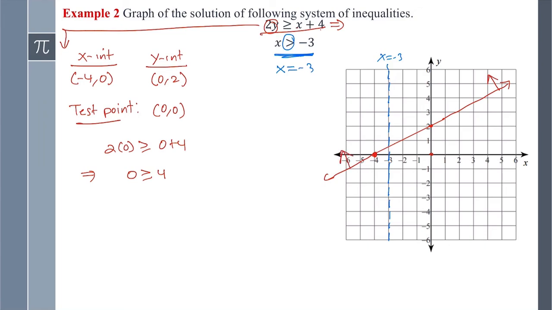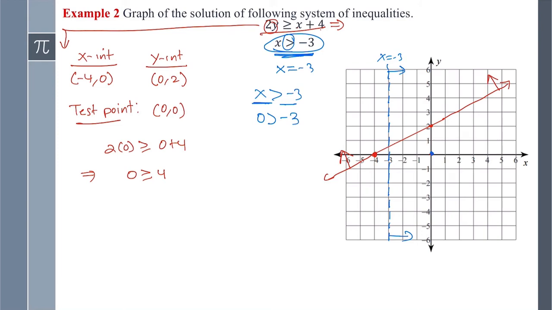Now similarly, let's test a point for the second line. The second line is x is greater than negative 3, and we can take this point. If we put in 0, 0 is greater than negative 3, which is true. It basically says x is greater than negative 3, so it's to the right of that line. Okay, so in this direction. Now the red line is above that line, and for the blue line it is to the right.